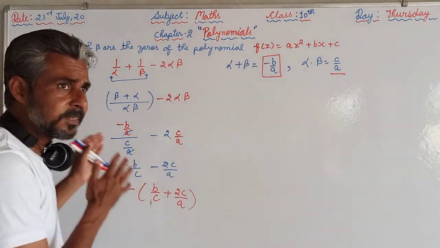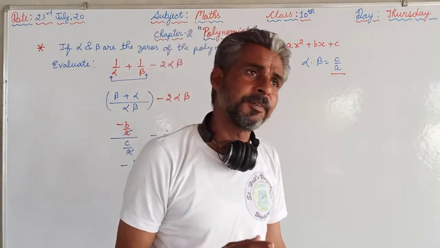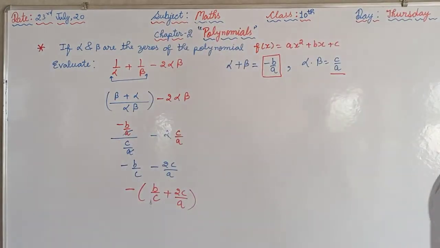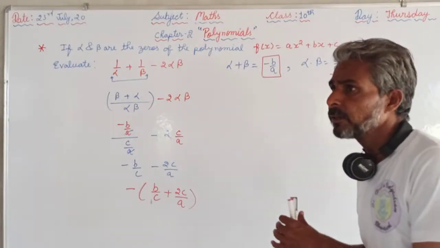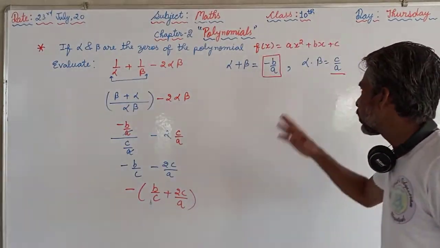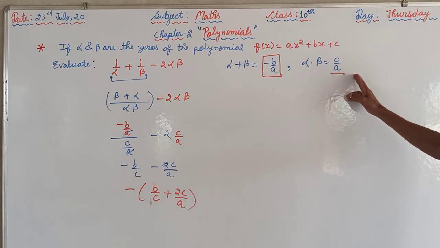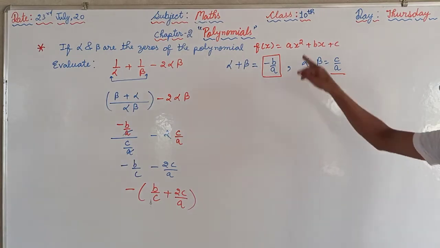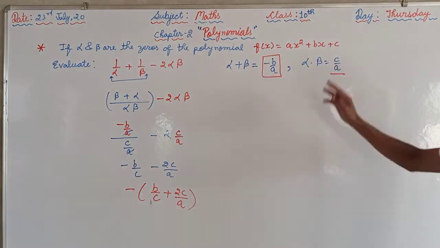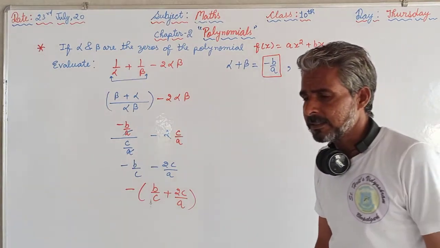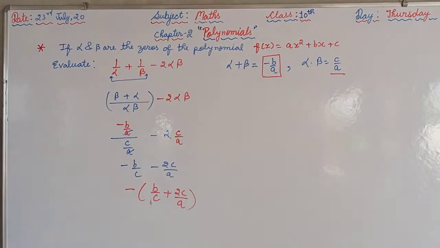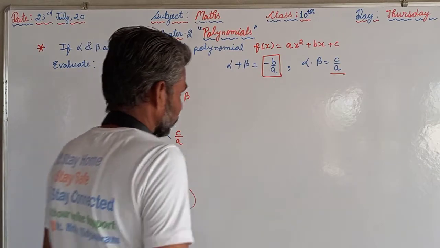But these basics should be clear to us: if alpha and beta are the roots, what is the relation between the sum of the roots and the coefficients of the polynomial, and between the product of the roots and the coefficients of the polynomial. Again I am repeating, here a is the coefficient of x square, b is the coefficient of x, and c is the constant term. At the same time, we will take one more question.